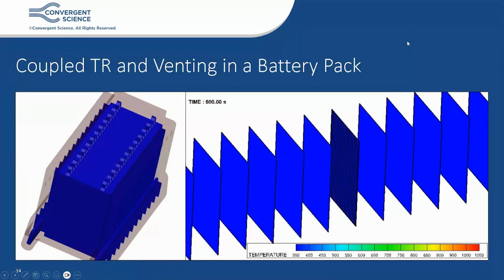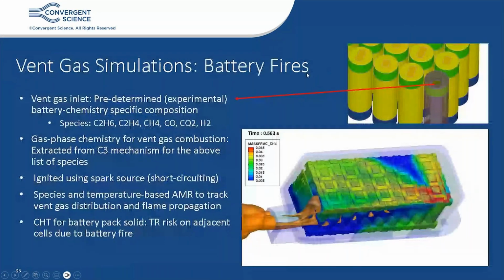Now these gases, when they come out, they combust. These species are flammable, combustible, so they can ignite. So again, you can make use of the SAGE detailed chemistry solver and evaluate vent gas ignition and combustion, which is a fairly straightforward problem for CONVERGE.